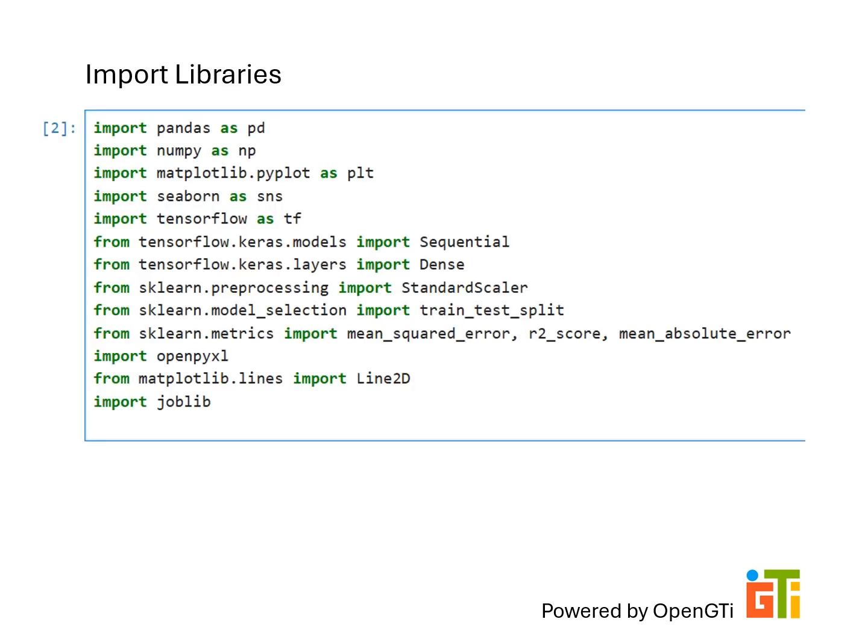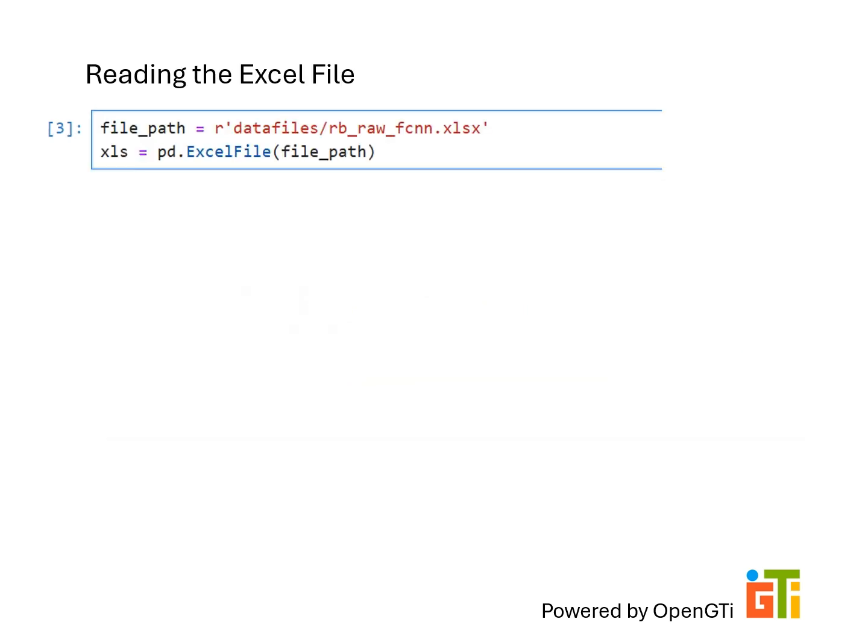To start, we import our key libraries: Pandas for data manipulation, NumPy for numerical operations, Matplotlib and Seaborn for visualization, TensorFlow and Keras to build our neural network, and several utilities from scikit-learn. We also bring in OpenPyXL for Excel file handling, Line2D from Matplotlib for optional plotting features, and finally Joblib for saving and loading our scaler.